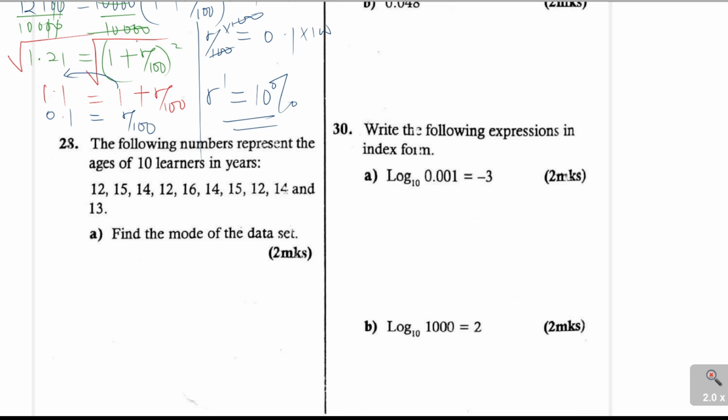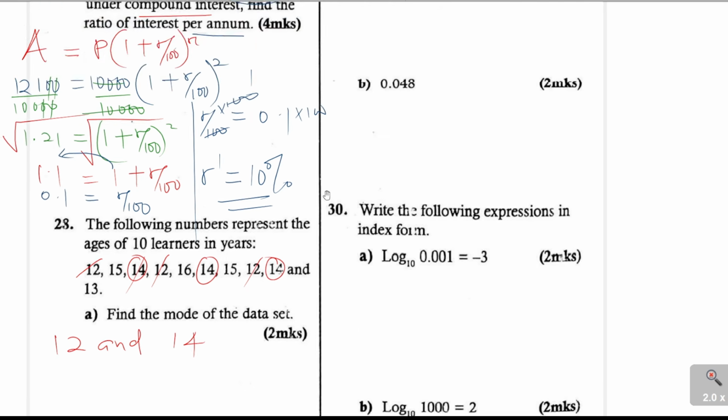So when I look at this data, I can see 12 appears 3 times, and 14 appears 3 times, then 15 appears 2 times. So it seems you have 2 modes. The modes are 12 and 14 because both of them appear 3 times each. So you can't say 12 is the mode or 14 is the mode; both of them are the mode. So we have 2 modes in that set of data.